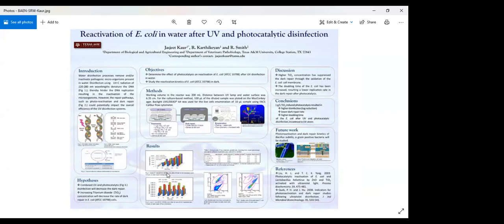The results are pictorially represented over here. If an onlooker has time, he can look at the pictorial representations, or they can directly go on to the discussion and then finally to the conclusions. The discussion says that higher titanium dioxide concentration suppresses the dark repair. How does it do it?